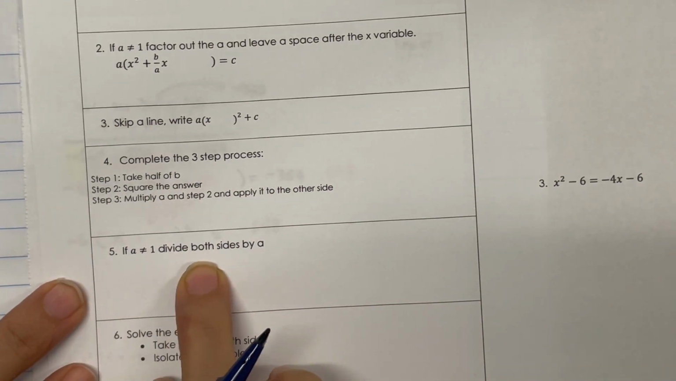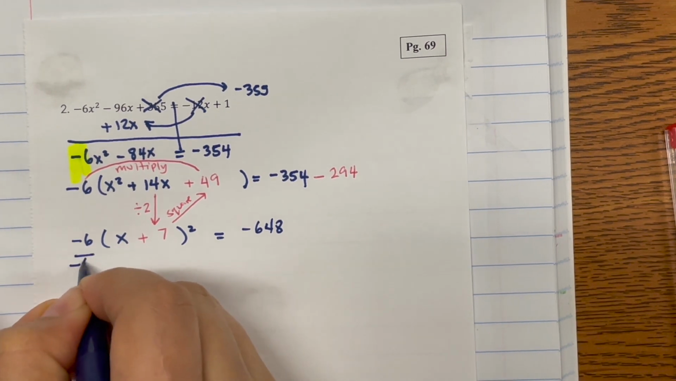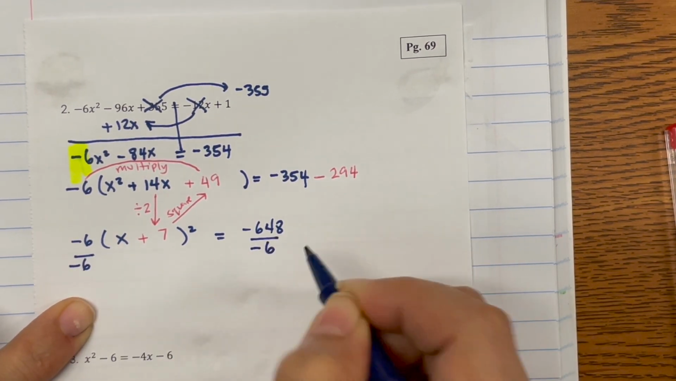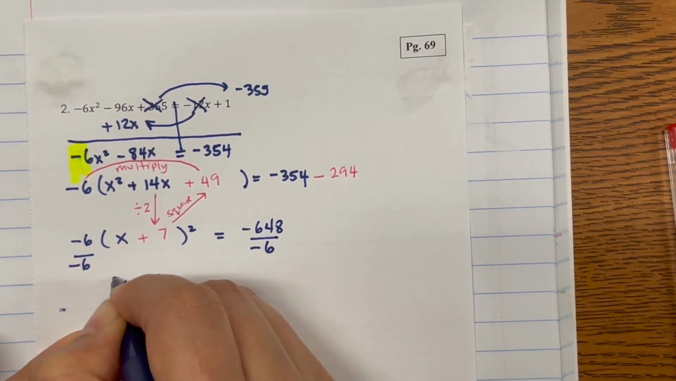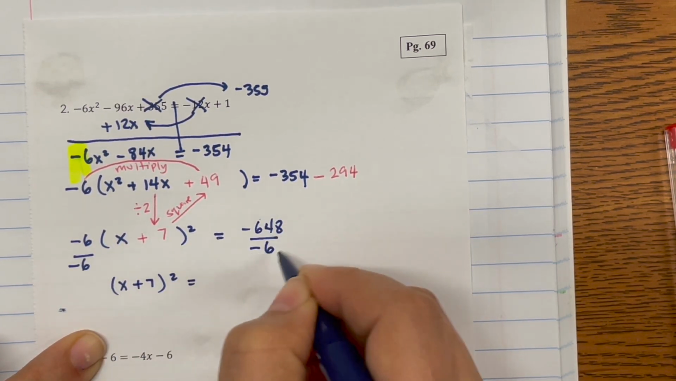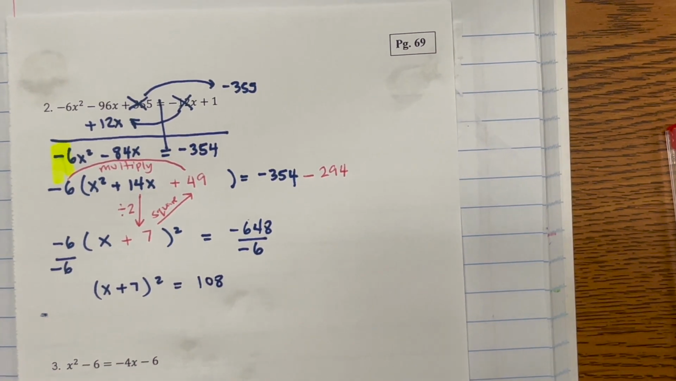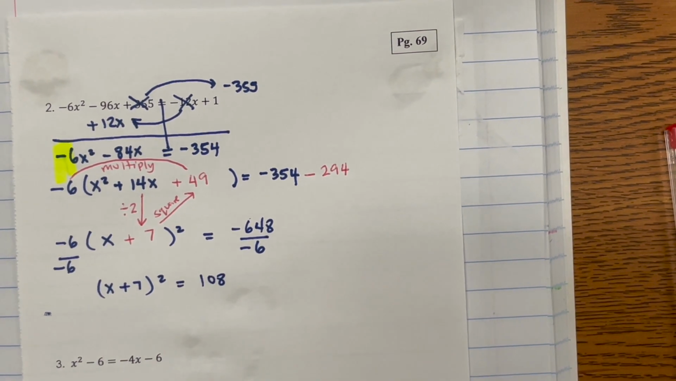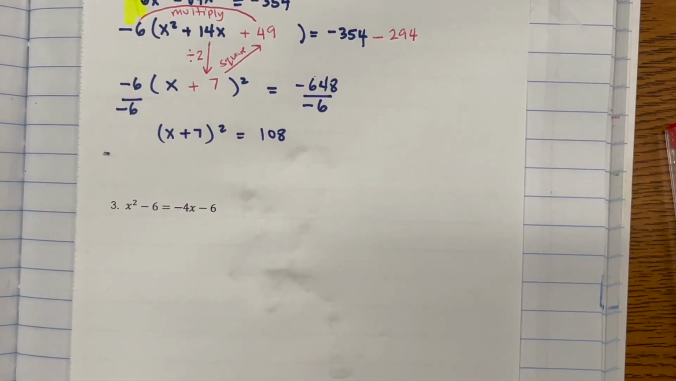All right, if a is not equal to 1, divide both sides by a. A is not equal to 1, it's negative 6, so divide both sides by negative 6. I'm going to get x plus 7 squared equals negative 648 divided by negative 6, which gives me 108. And that's completing the square. Again, in the next video, we're going to look at how to solve it. So go ahead and try this question. A is equal to 1, so I made it a little bit easier. And let's practice.